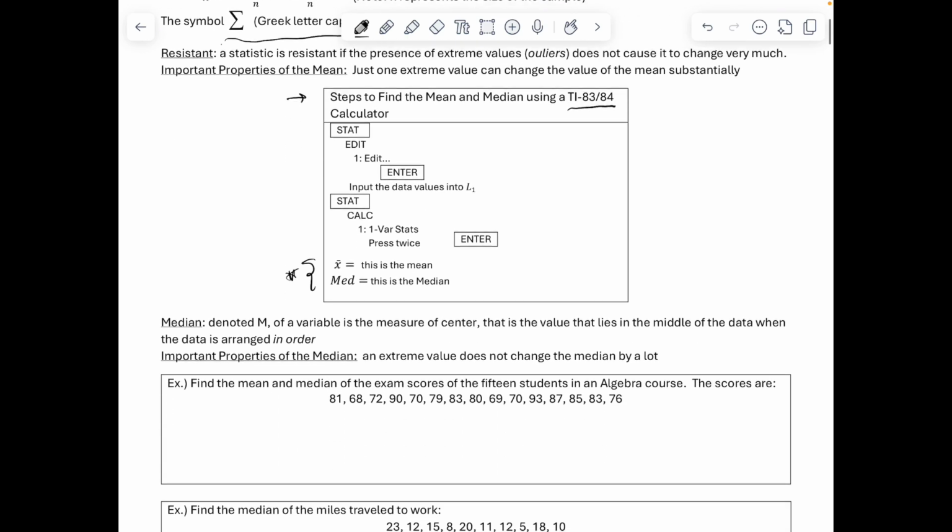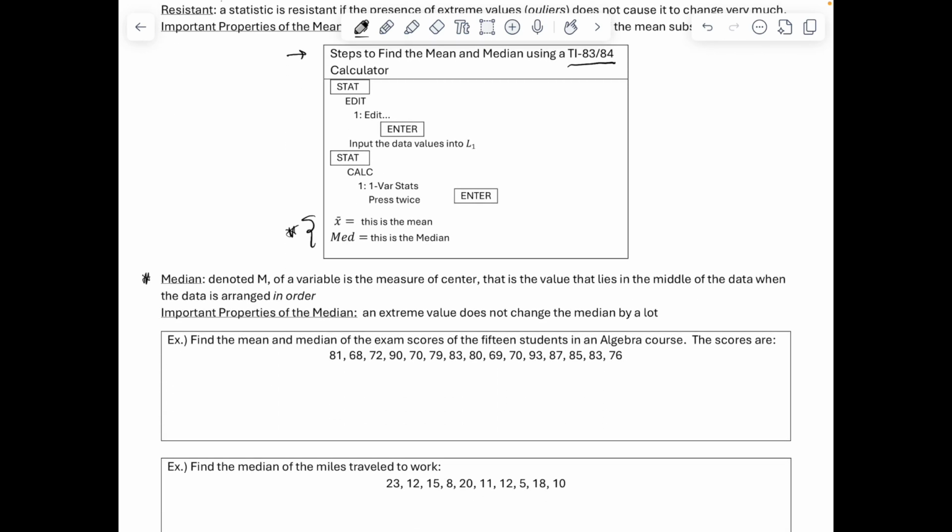And so the next topic is the median. And median is going to be denoted with a capital M. Again, the calculator writes MED for median, but for us we'll be using a capital M. The median is the measure of the center, so that's the center of our variable, and that is the value that lies in the middle of the data when the data is arranged in order. So an important property about the median: an extreme value does not change the median by a lot or at all.